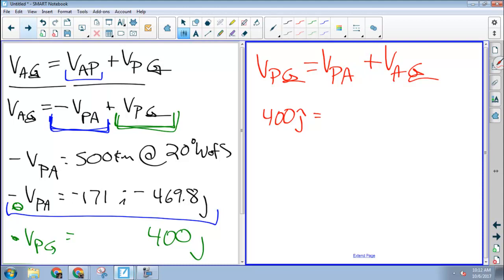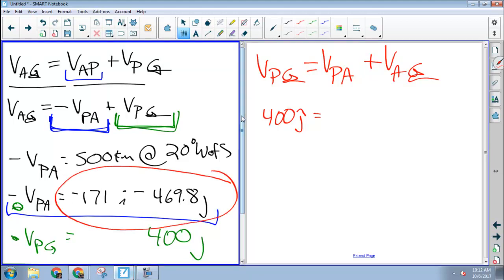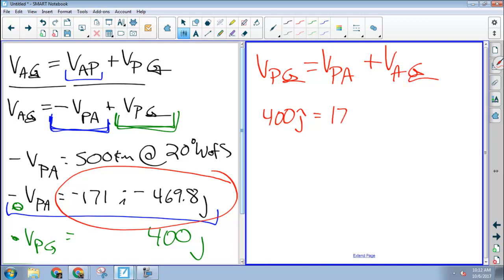Equals the velocity of the plane relative to the air. That's this, but with my signs flip-flopped, so it'll be positive. So that's 171i plus 469j, plus the velocity of the air relative to the ground, which is the thing we're looking for. So this is cool. Oh yeah. So now what do you do?